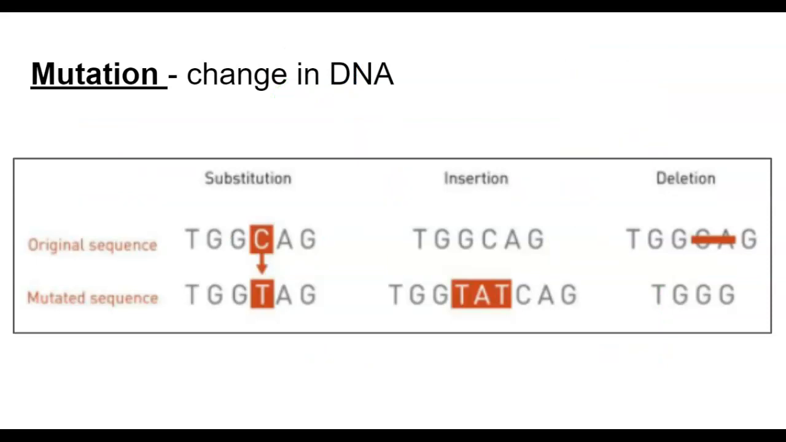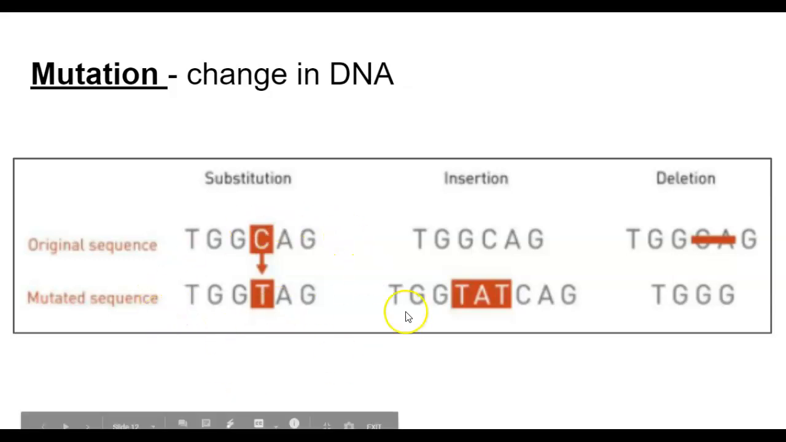Sometimes mistakes happen. So write this down. A mutation is a change in DNA. When we're talking about a change in DNA, usually we're talking about a change in the base, so a change in the letter. Kind of like if you're typing out a word and you misspell it. That would be kind of like a mutation. You use the wrong letter. DNA, that happens too. Sometimes it uses the wrong letter.